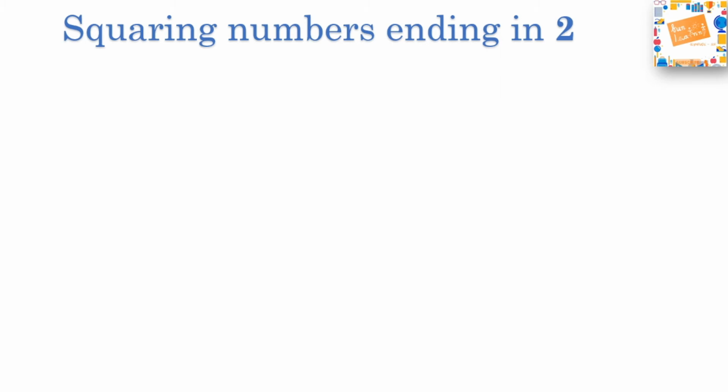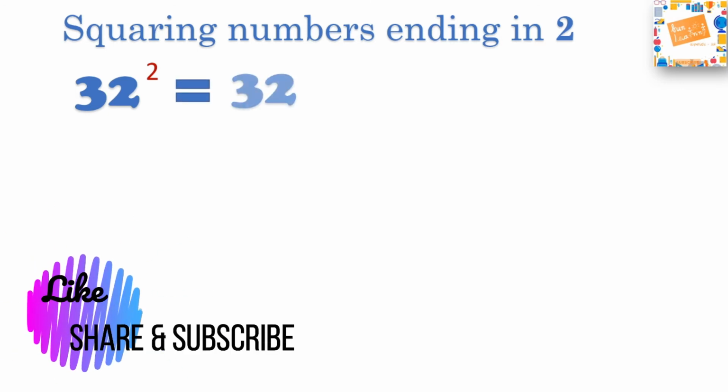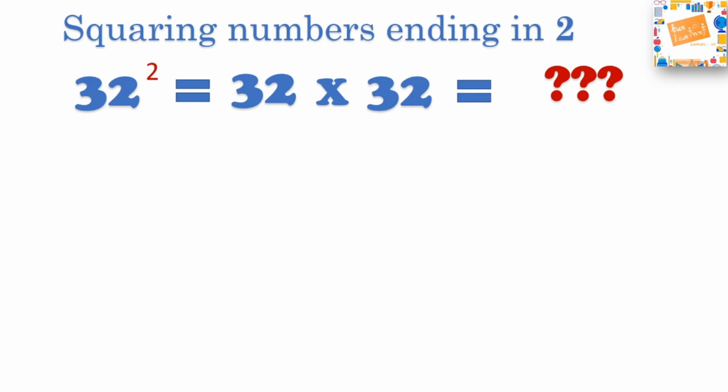So now we look at squaring numbers ending in 2. Let's take a number ending in 2. Let's start with 32 square, which is equal to 32 times 32. And now let's find out how much this is equal to. So let's go with our method for this solution.